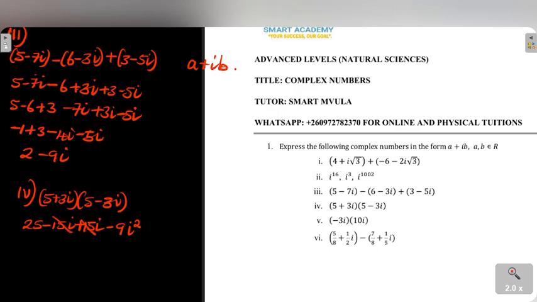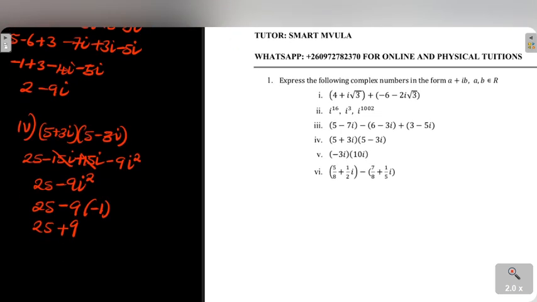So you can see this and that cancels. We have 25 − 9i squared. So we have 25 minus 9, then i squared is negative 1. So now we have 25, then negative 9 times negative 1 will give us a positive 9. Then 25 plus 9 will give us 34. So we introduce 0 with an i. So therefore that becomes our answer.